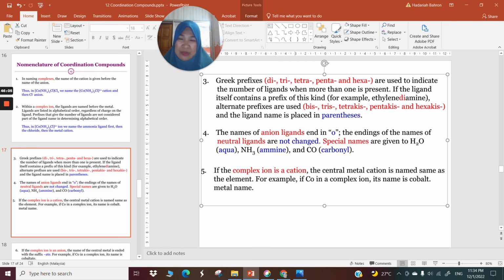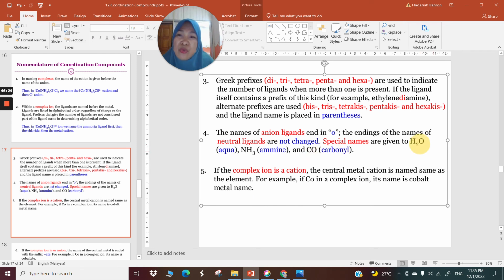You say amine, you don't say amino. No, you don't, because it is a neutral ligand. Neutral ligand, you name it as it is given, yeah? Special names are given to water, which is aqua. Ammonia is called amine. CO is called carbonyl.